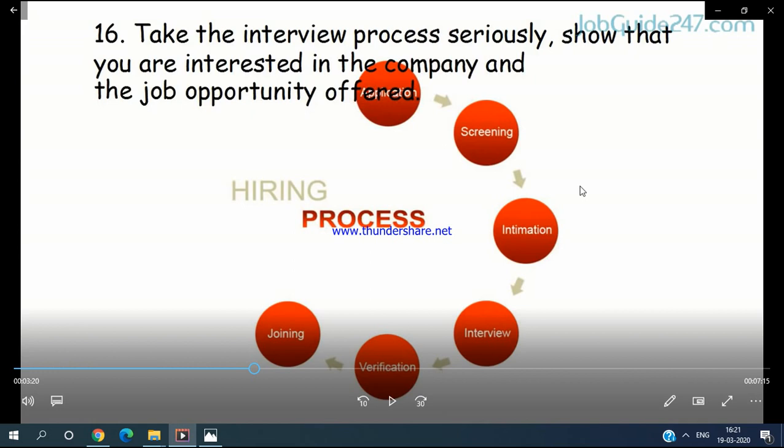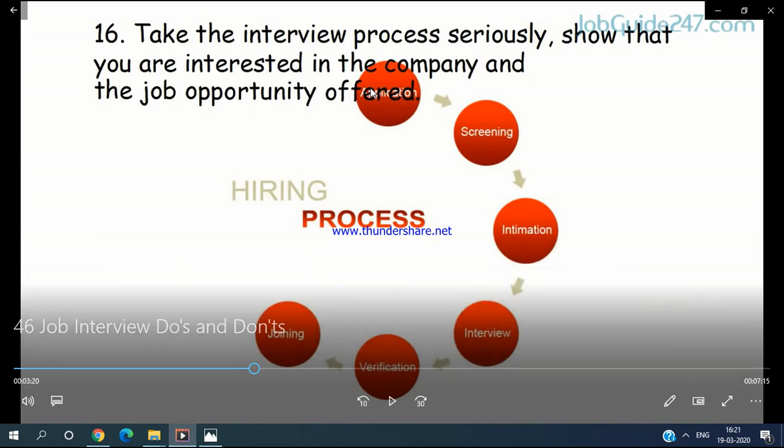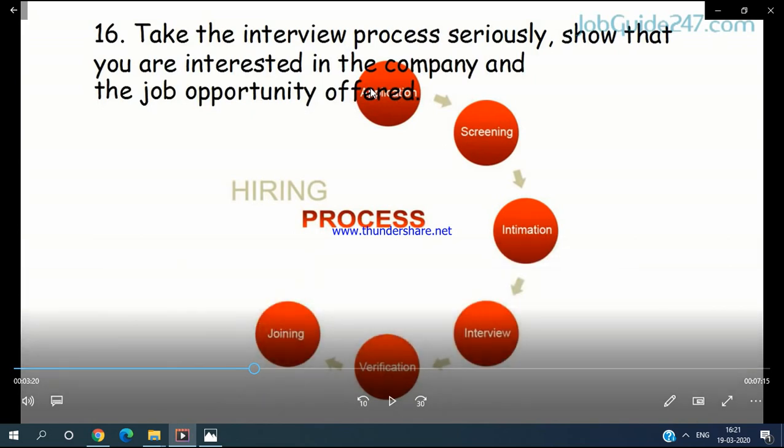So show them that you are very serious, like aap bahut serious ho job ke liye. Show them that you are interested. Aap company mein interested ho. Bhai mujhe to isi company mein job chahiye. Jahan main aaya hu yahi pe mujhe job deni hai. Not like that, sir wahan bhi interview diya, dekhi jayegi kahan hota hai.